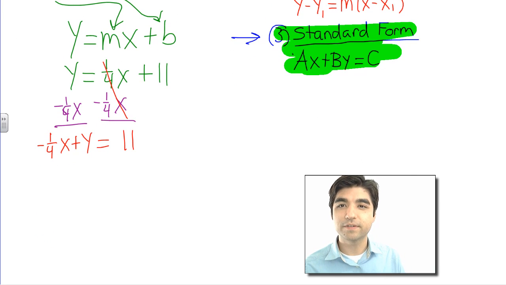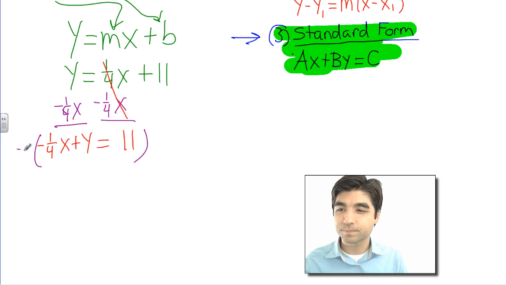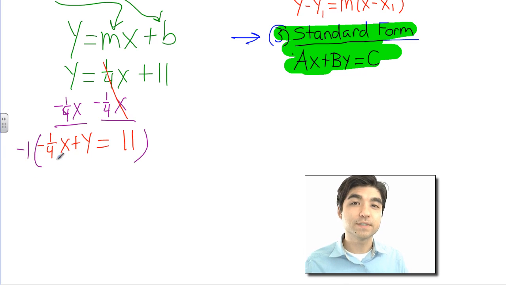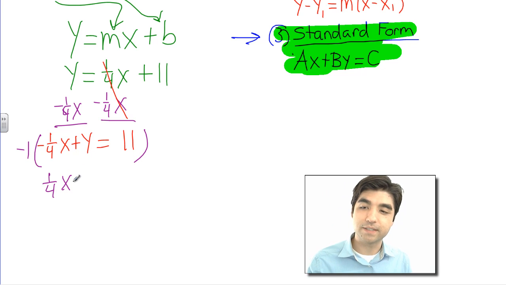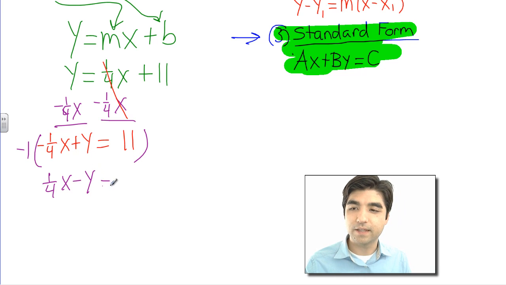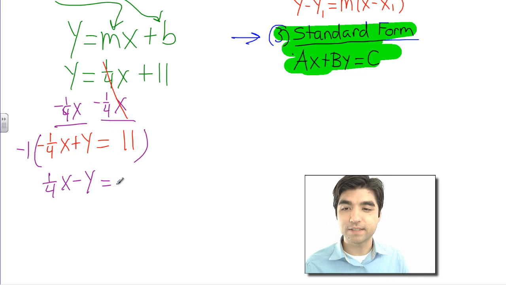Okay, so we have the problem with the negative. So we need to take everything times a -1. So -1 times -1/4 equals a positive 1/4 x, and then -1 times plus y equals -y, and then -1 times 11 equals -11. Okay, we have another problem. We have a fraction in front of the x. And we can't have a fraction in standard form. We need to have a whole number.